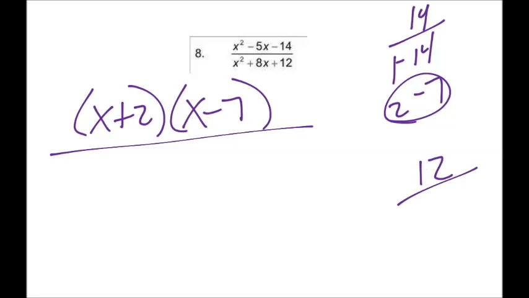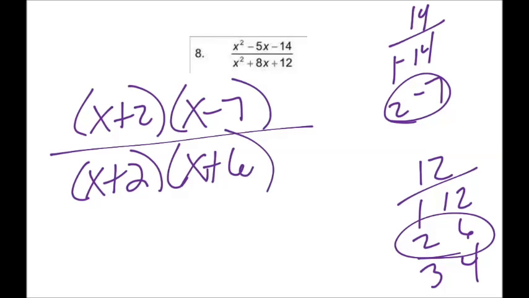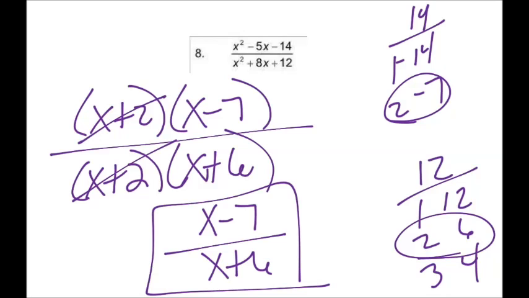On the bottom you're finding the factors of 12. 1 and 12, 2 and 6, 3 and 4. Signs are the same. They're all positive, and they need to equal 8. So I'm going to use 2 and 6. X plus 2 and x plus 6. Your x plus 2's cancel, and it leaves you x minus 7 over x plus 6.